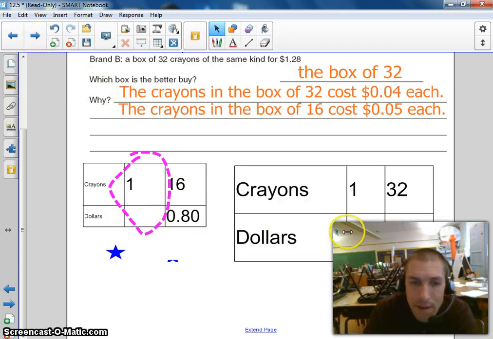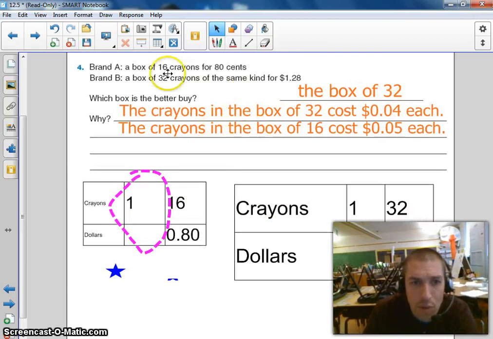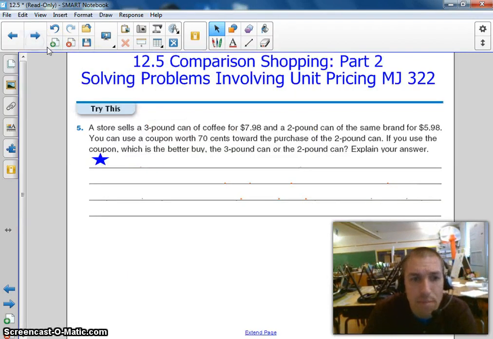Okay, you see how I make my rate tables? You see how I put all my information in? See how I know I'm doing dollars per crayon? Okay, the cost per crayon. So I am going to just do that divided by that. Okay, moving on. Try this one.